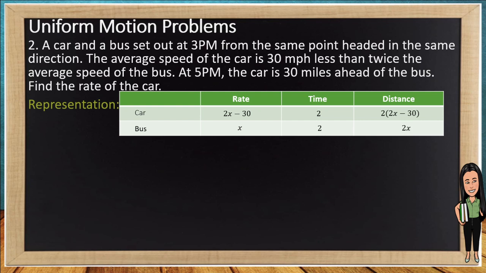Okay. So, at 5 p.m. daw, 30 miles ahead of the bus na yung car. Yung working equation natin will be, the 30 miles ahead na daw yung car eh. So, the distance traveled of the car will be equal to the distance traveled by the bus plus 30. Yan yung working equation natin. Okay, let us solve.